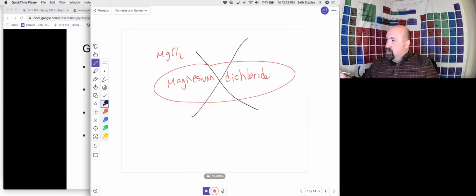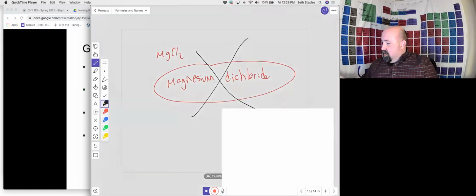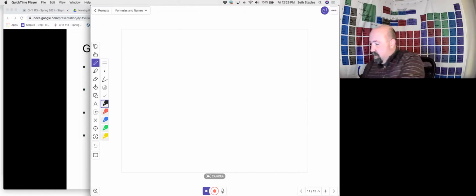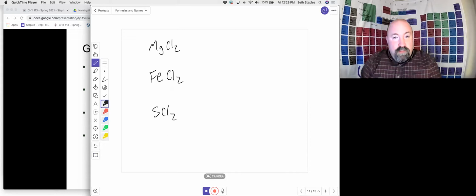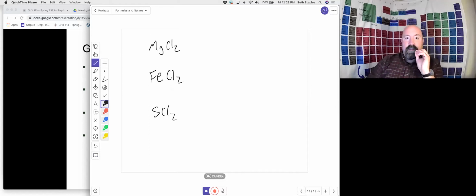And so go ahead, actually, let's see if I can come up with these examples that I'm thinking of right on the fly here. Go ahead and come up with the names of these various compounds. MgCl2, FeCl2, and SCl2. So we talked about the rules for all of these different types of compounds. So go ahead and pause the video now and see what you can come up with for the names of these.